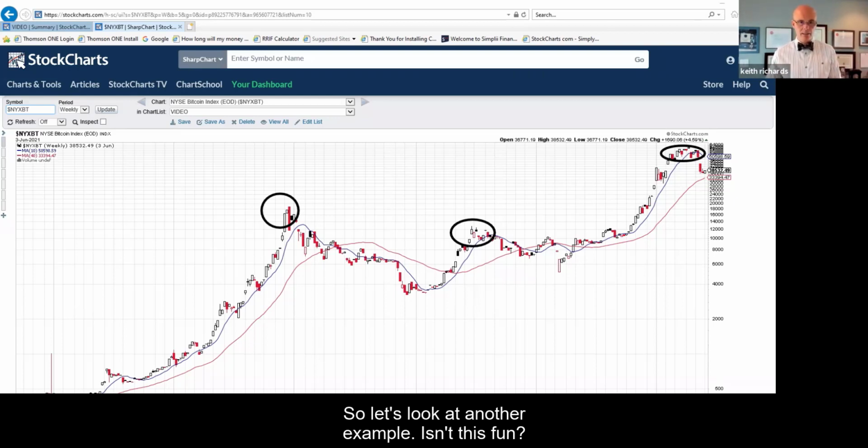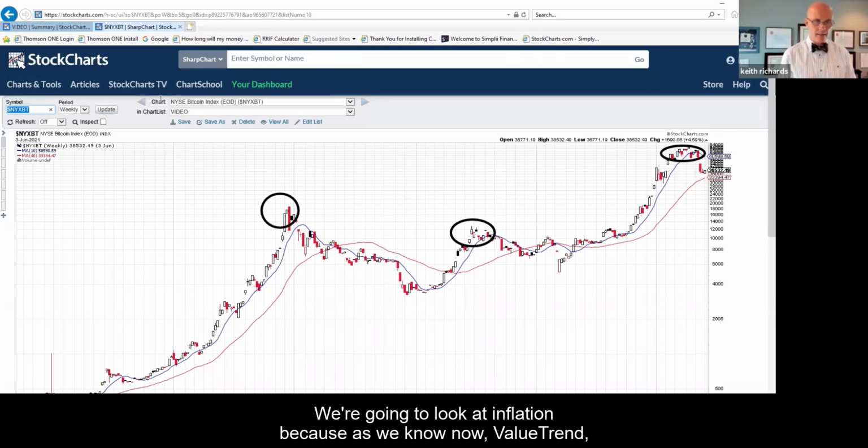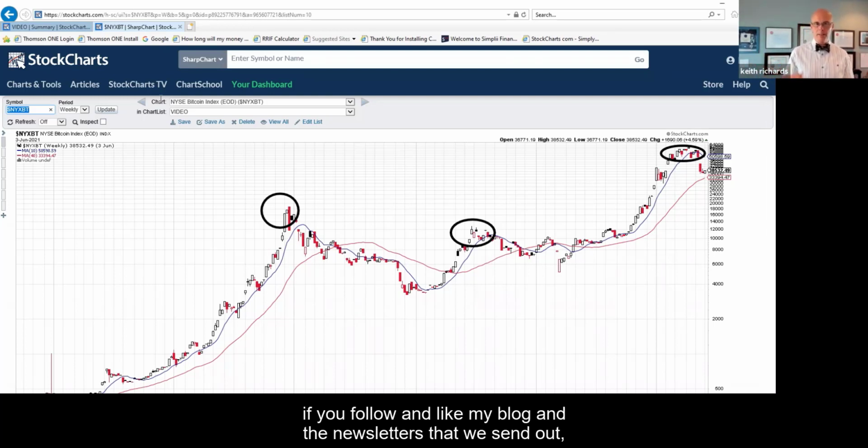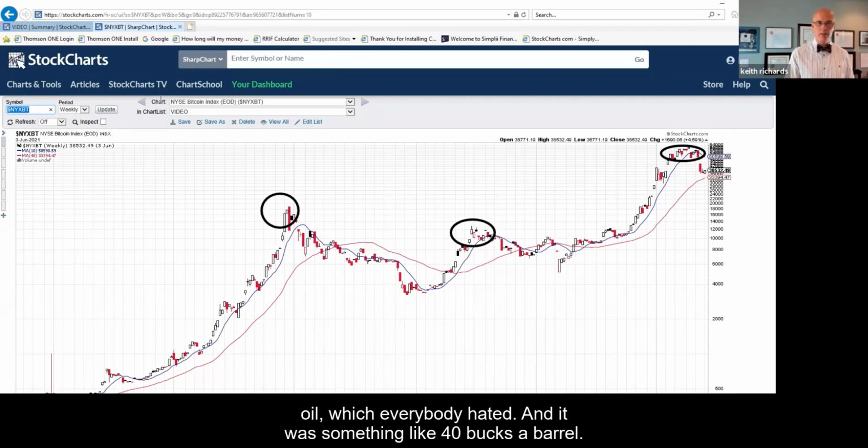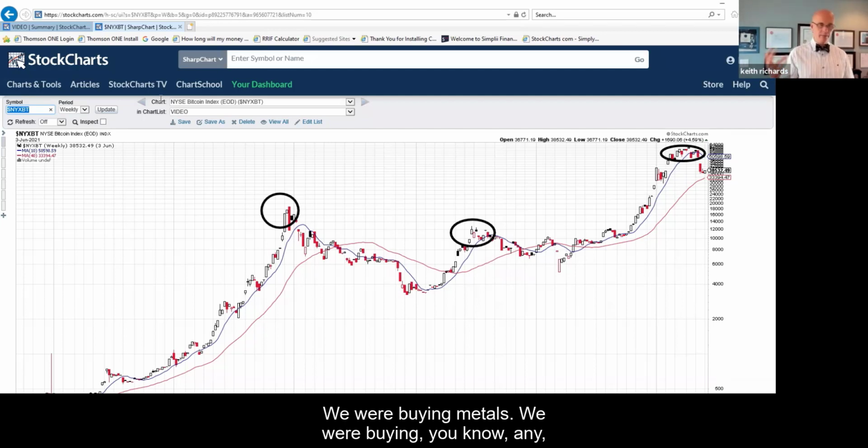Okay, so let's look at another example. Isn't this fun? We're going to look at inflation, because as we know, now Value Trend, if you follow my blog and the newsletters that we send out, we were really early on the game getting into the reflation stocks, okay? So when everybody loved the FANG stocks and Tesla and Bitcoin and solar stocks and EV and all that, we were literally selling the stuff and buying into oil, which everybody hated, and it was something like $40 a barrel. We were buying metals, we were buying any of the commodities that you might think of.